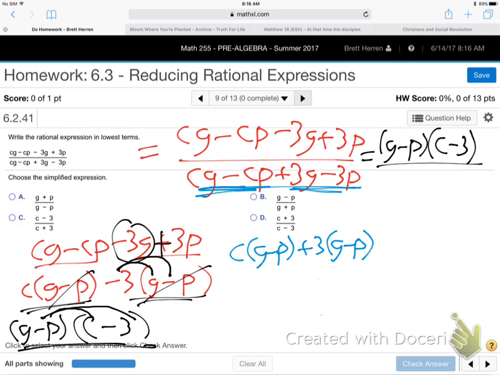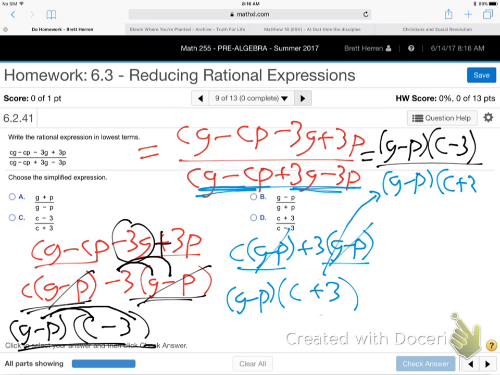Good so far? And see how they match? G minus P, G minus P, the parentheses always match. When you do the 4-termers, the 2-2, they match. Gotta match exactly. And now, what do they both have in common? Parenthesis G minus P, remove it, bring down the C plus 3. Getting more and more comfortable how you do 4-termers? Does that make sense? So that goes here. G minus P, C plus 3, and then they cancel.